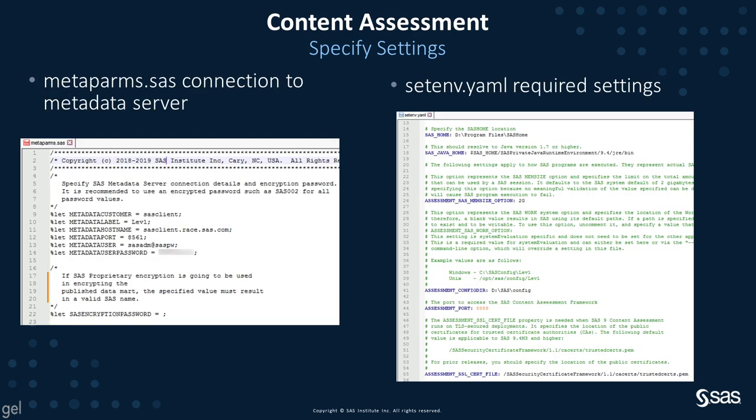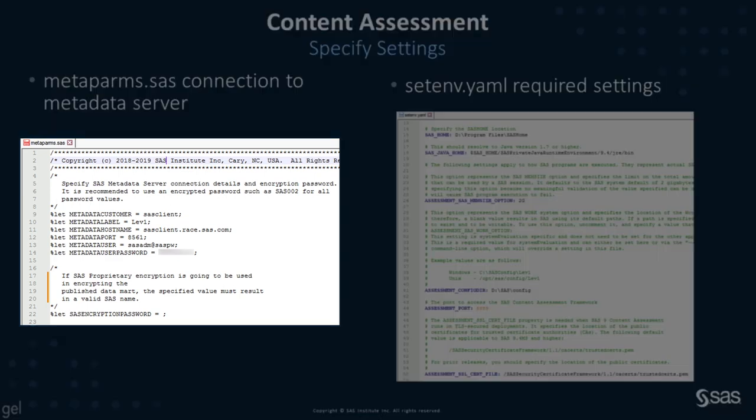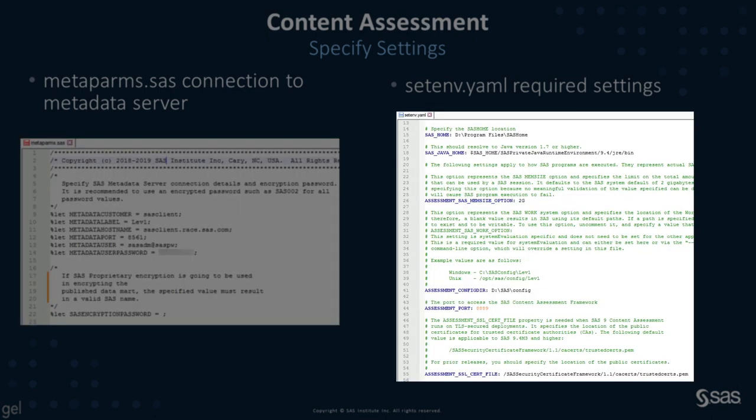Content Assessment is installed by uncompressing it on your source environment, and it's configured by editing two main configuration files. Firstly, the metaparms.sas file that contains the connection information for the source metadata server. And secondly, we have a setenv.yaml file, which is a YAML file shared among all the applications. It's the main configuration file for all Content Assessment applications, and you enter information into that file to give Content Assessment the configuration to use. You should be aware that not all settings are applicable to every application in that file, but it's very well documented with what you should put and what applications each setting applies to.